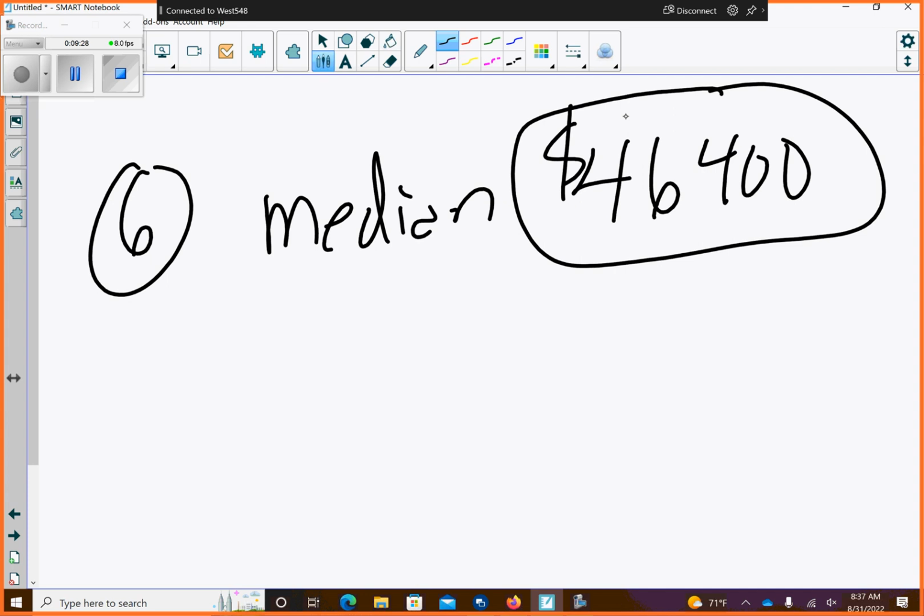So if I had 10,000 pieces of data, or let's make this easier, if I have 11 pieces of data, the sixth part would be the median. Okay, so that means half of my information is below, half is above. So if the median is 46,400, that means half the police department makes less than that, and half the police department makes more than that.